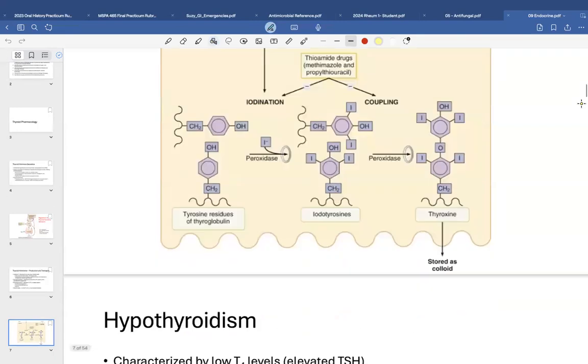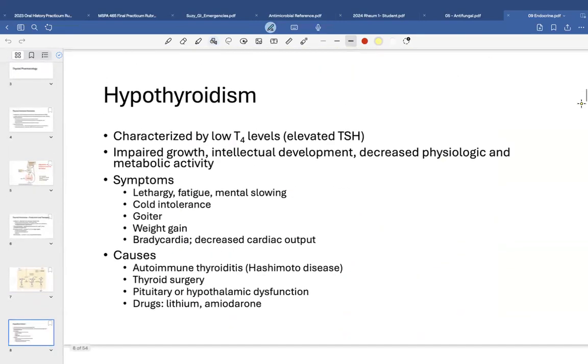So what are we doing when we are managing thyroid disorders? Of course, it depends on which thyroid disorder you're dealing with. Hypothyroidism is characterized by low levels of circulating T4 on a lab assay that will often correlate with elevated levels of TSH, thyroid stimulating hormone.